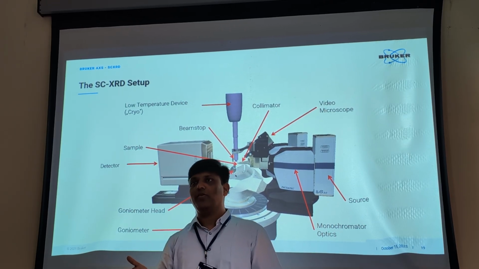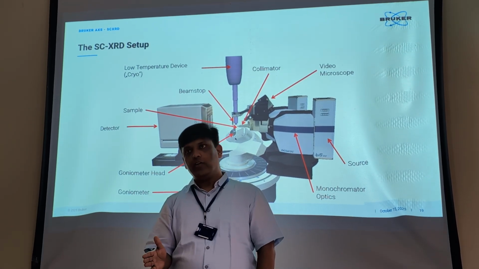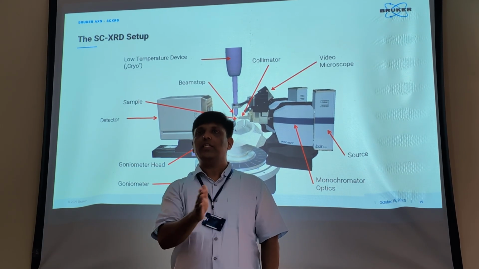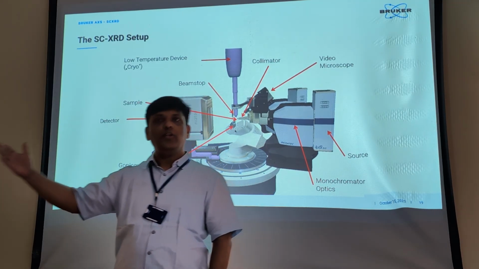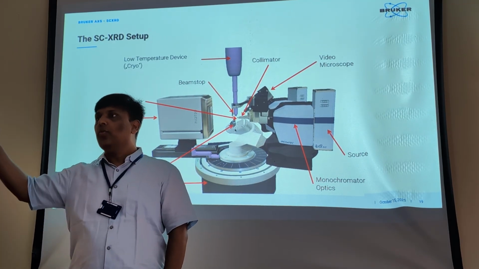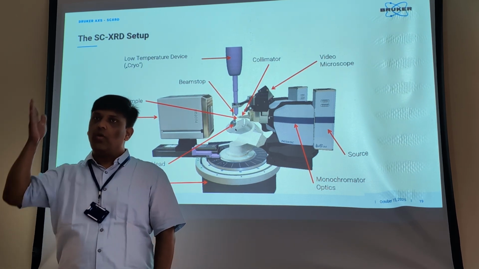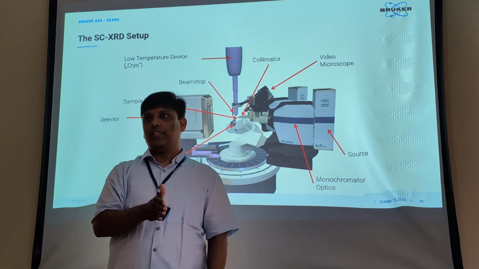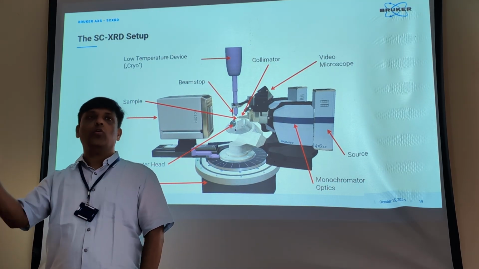If you want to get an absolute configuration, your crystal needs to be good, you need to collect at low temperature, and you need to measure with a copper source. So that is the purpose of having a dual source. You are using copper radiation because you want to determine the stereochemistry of your molecule. That's the absolute configuration, which can be determined only by copper.